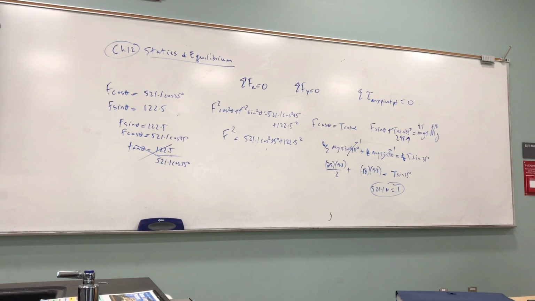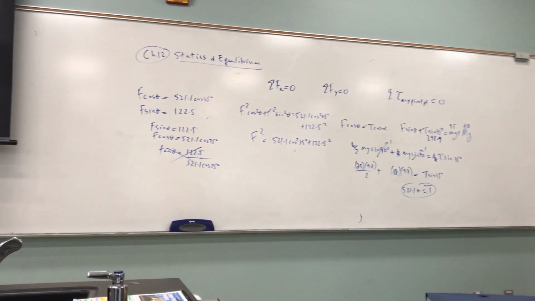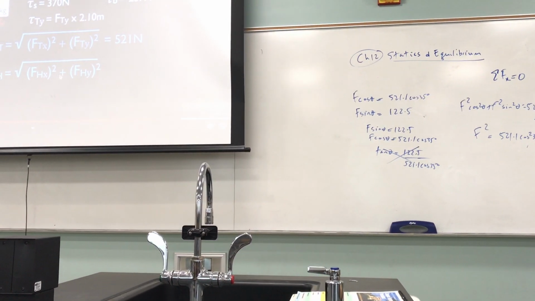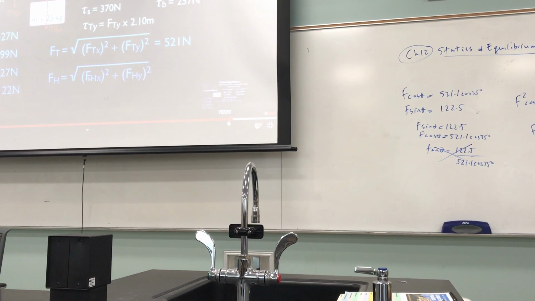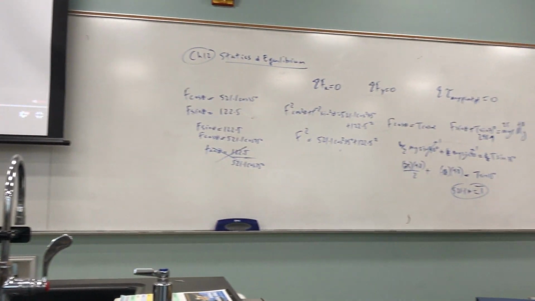So let's forward this guy and see what he got here. X component squared plus the Y component squared, square root of that, and you get 444 newtons. So his answer for the tension is 521. Yeah, 521. What's his answer for that? Well, let's do this, and then square root it, and that's the final thing.